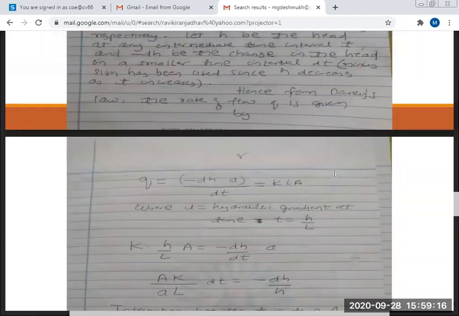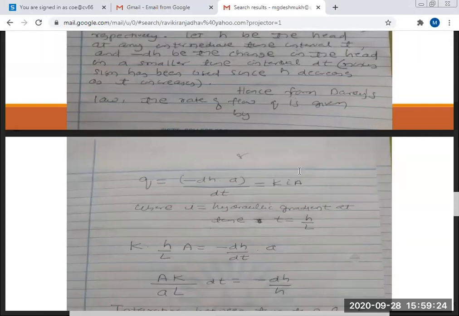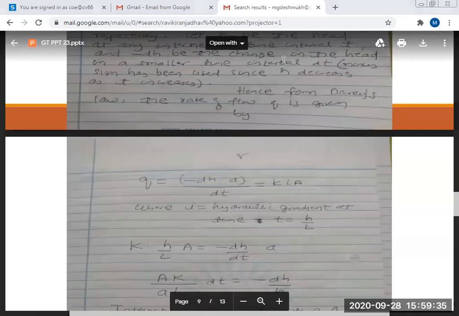Now, from Darcy's law, what is the formula? Q is equal to, that is discharge is equal to K into I into A. ये तो मालूम है हमको. लेकिन ये क्या है? DH by DT into A. अच्छा, Q मतलब क्या है? Q मतलब volume by time, isn't it? देखिए आप लोग पढ़ चुके हैं FM में. Discharge is nothing but volume by time.